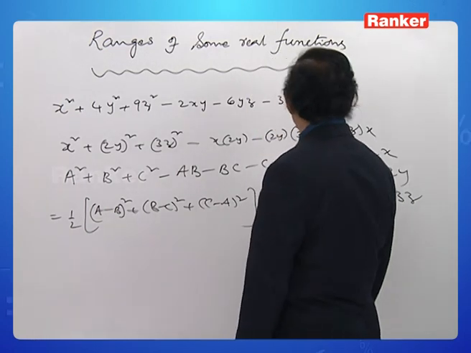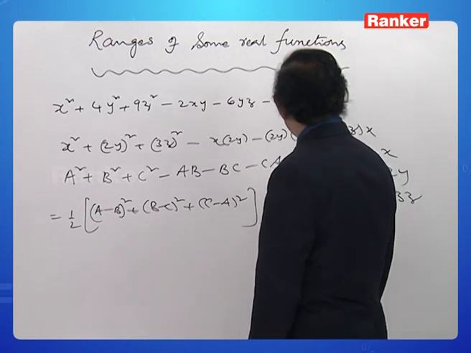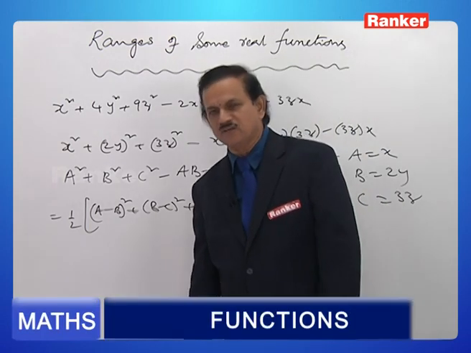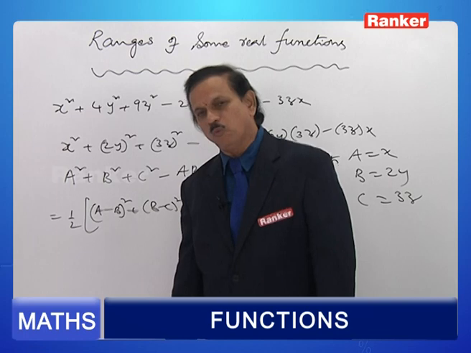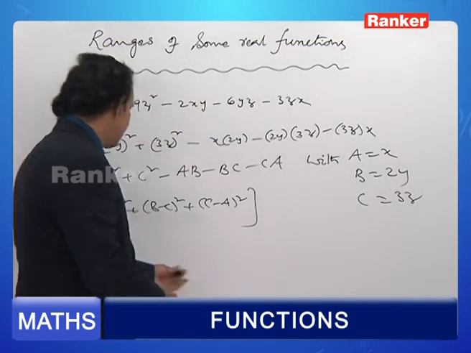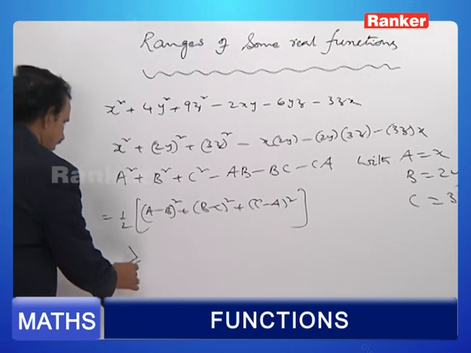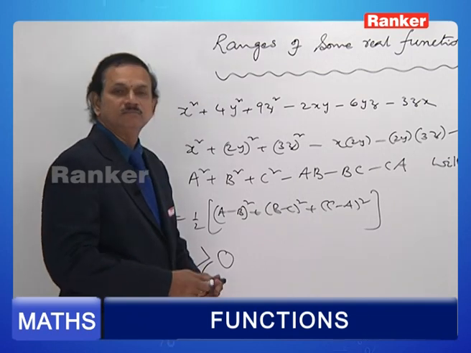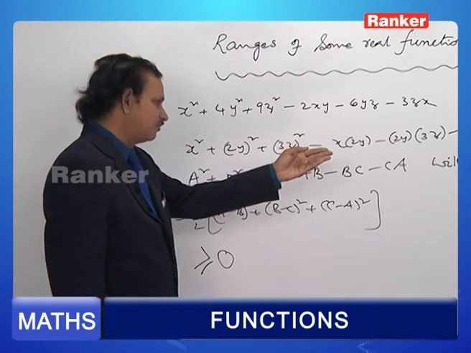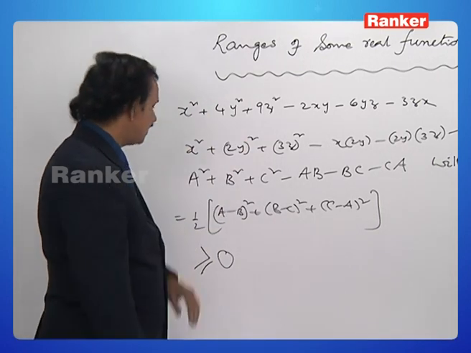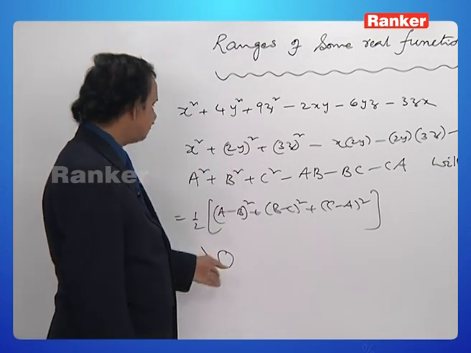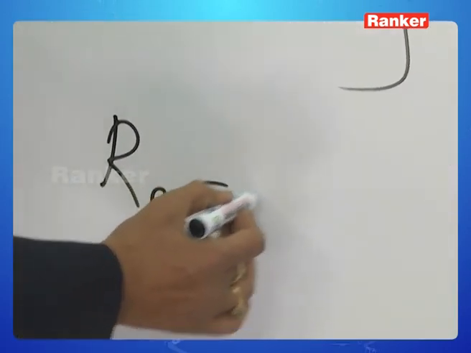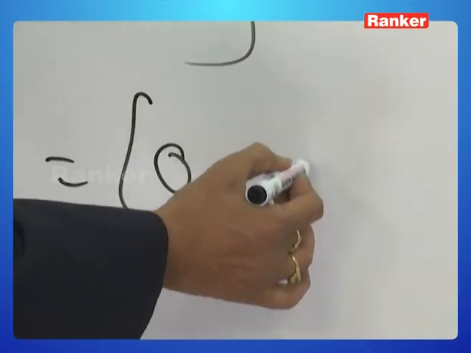But here, what is a, what is b, what is c? x, 2y and 3z. Can't they be equal? We don't know. They may or may not. But what can we say about this? This is greater than or equal to 0 for all x, y and z. Any real numbers x, y and z you can take in this one. So we always have it greater than or equal to 0. Hence the range can be estimated as the closed interval 0 to infinity.